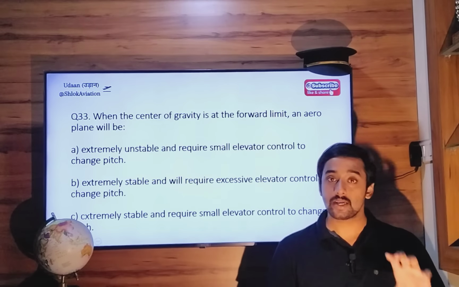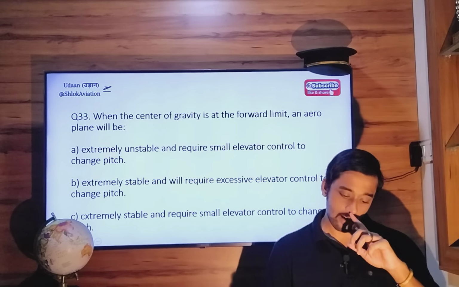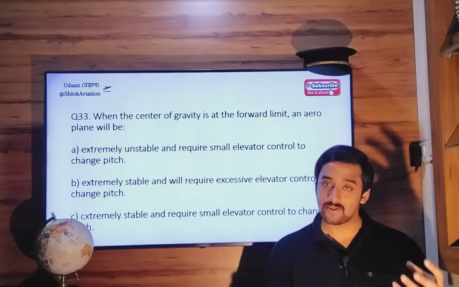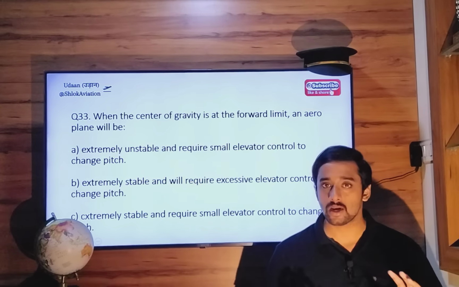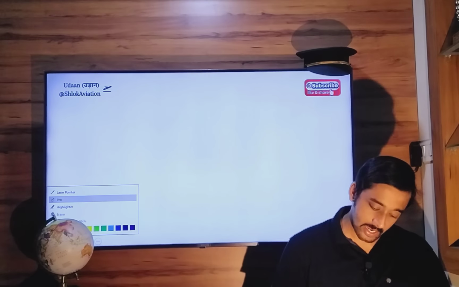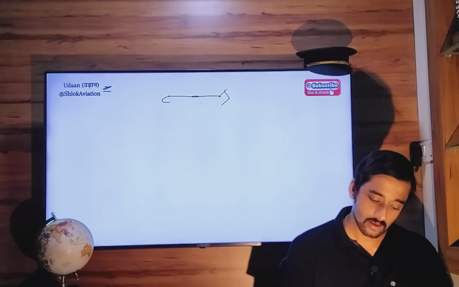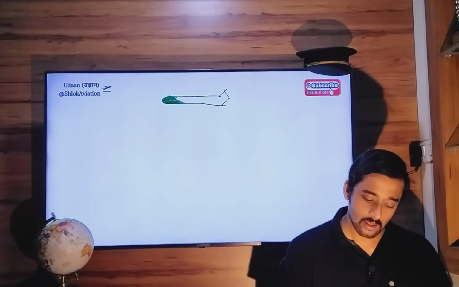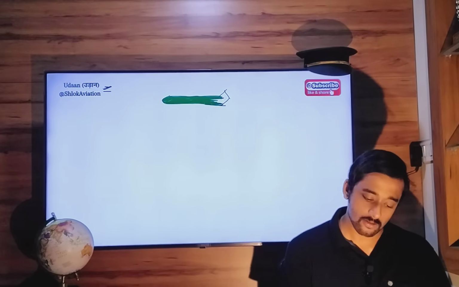When the CG is at the forward limit, aeroplane will be extremely unstable and require small elevator control. Extremely stable require excessive elevator control. Extremely stable but require small elevator control. Now this is your aircraft. Let's consider this is your aircraft. Okay, this is your aircraft, and every aircraft has two limits: forward CG limit, aft CG limit.